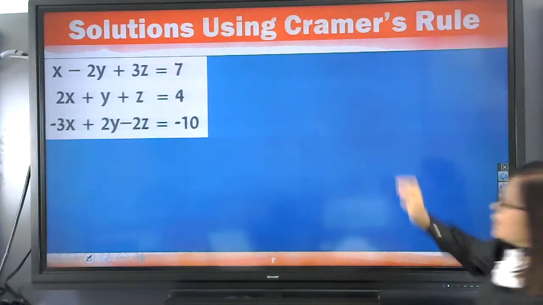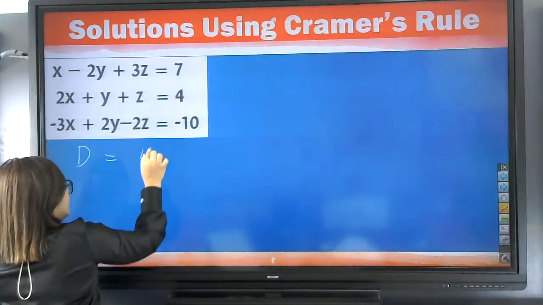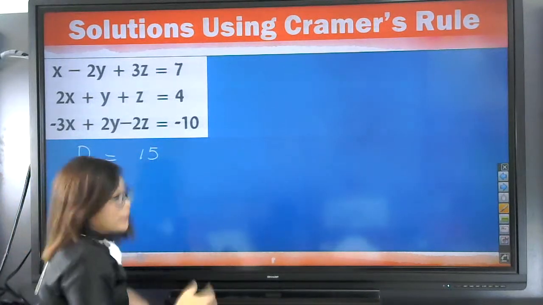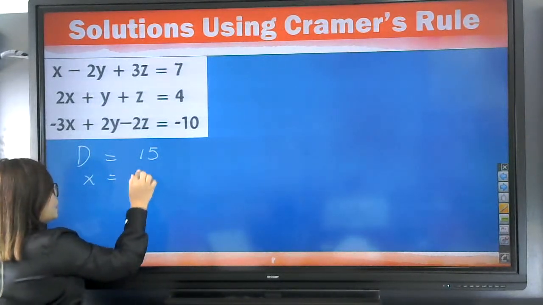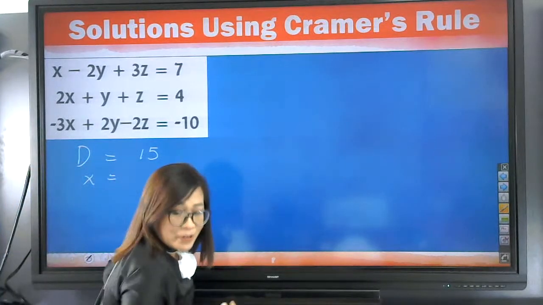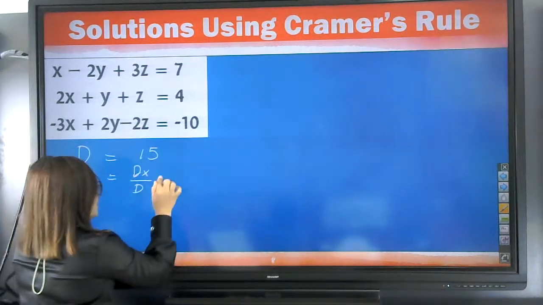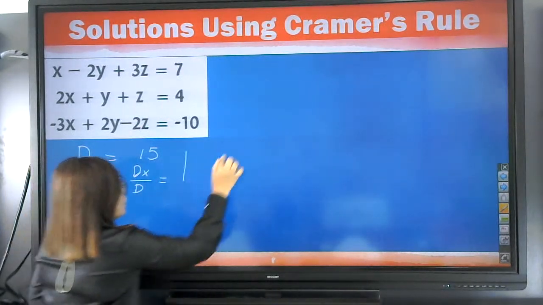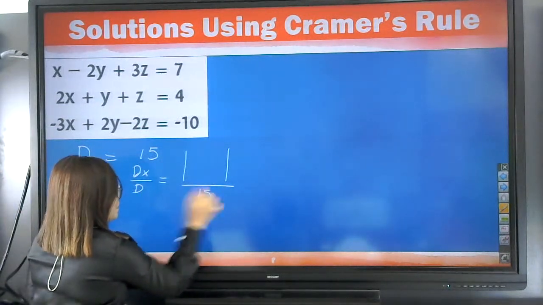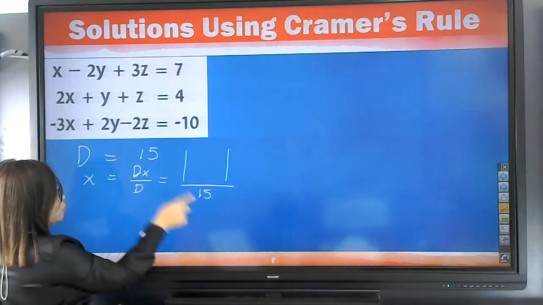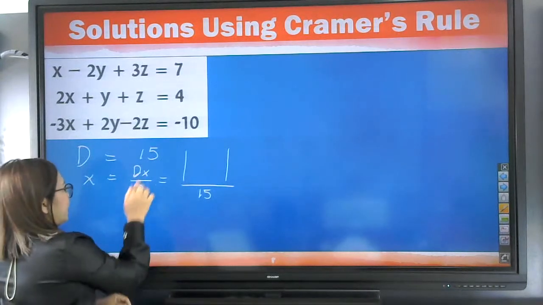Okay, it's the same, yeah? So you have to write here the determinant which is equal to 15. A while ago, it's 15. Okay, so we solve now for the value of x. How do you find the value of x? Again, if you are going to remember, Dx over D. So you have to find the determinant for x over D. D is 15, so we have 15. Just copy, substitute 15. So what is Dx? The determinant of x over D.